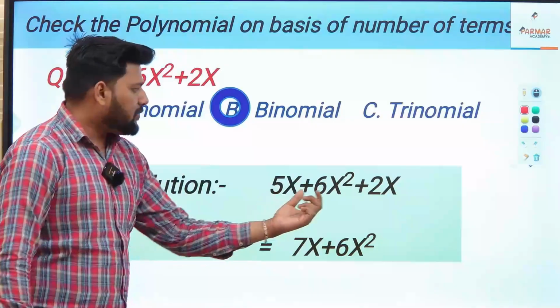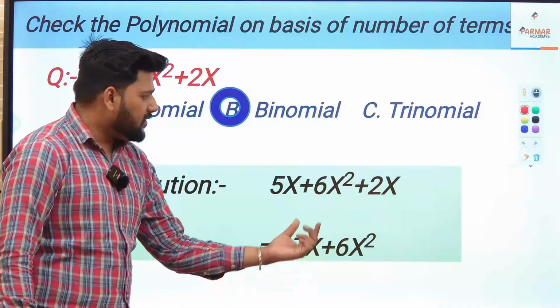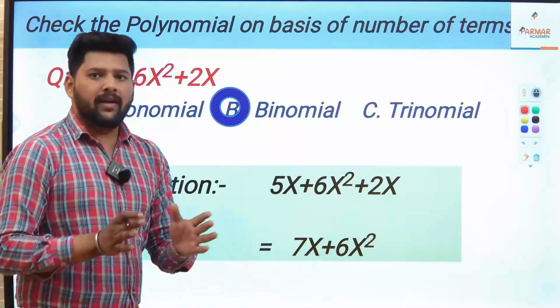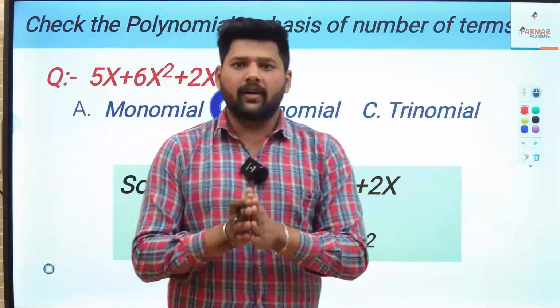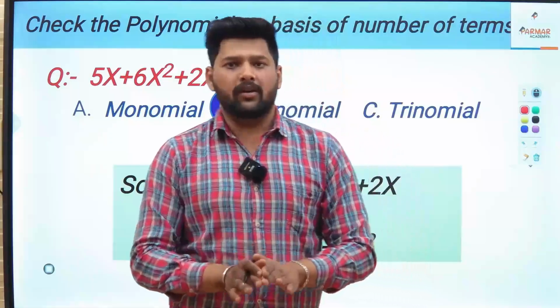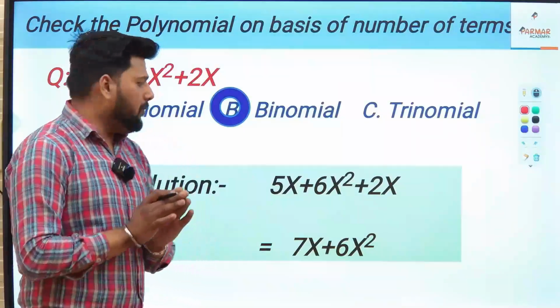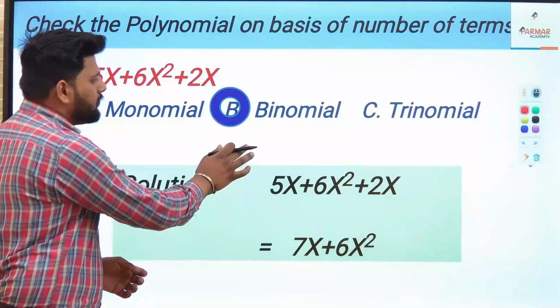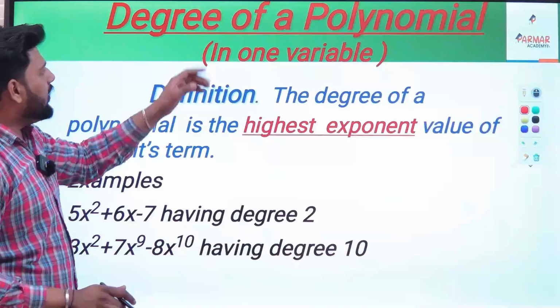So 5x plus 2x is 7x plus 6x square, which means the three term polynomial reduces into a two term polynomial. So that's why it is not a trinomial, it's a binomial. So move to the next slide, that is degree of a polynomial.